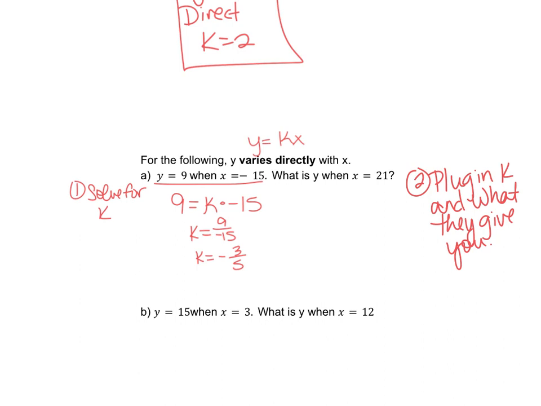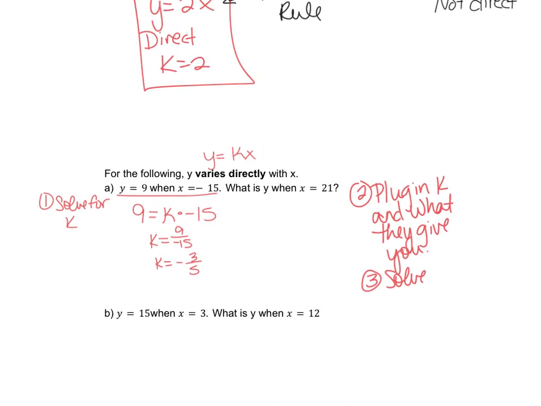And then step 3 is solve for what they say to solve for. So the next part of this is what is y. So we're solving for y when x equals 21.